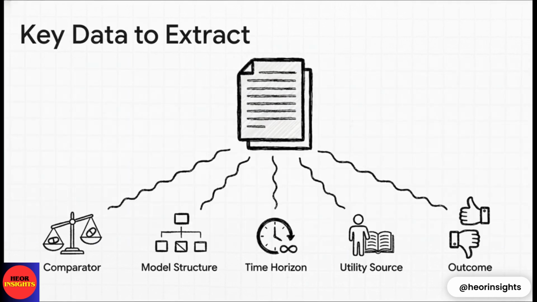Now, that last step, data extraction, is critical. You're not just reading, you're looking for specific things. What was the comparator drug they used? What kind of model did they build? Was a lifetime horizon okayed by the agency? Where did they get their utility values? And of course, what was the final outcome and why? Was the drug rejected because the ICER was just too high? These are the details that inform all your future work.